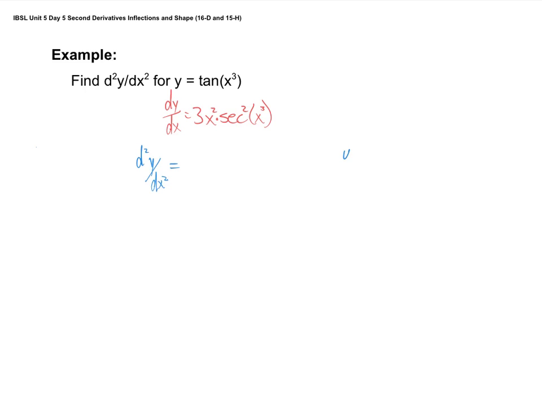Okay? U is 3x squared. V is secant squared of x cubed. So we've got a double chain rule there that we're going to have to work with. And there's a couple of ways you could handle that. Alright? Get the easy part out of the way here. That's going to be 6x. Does anyone happen to recall what the derivative of secant is?